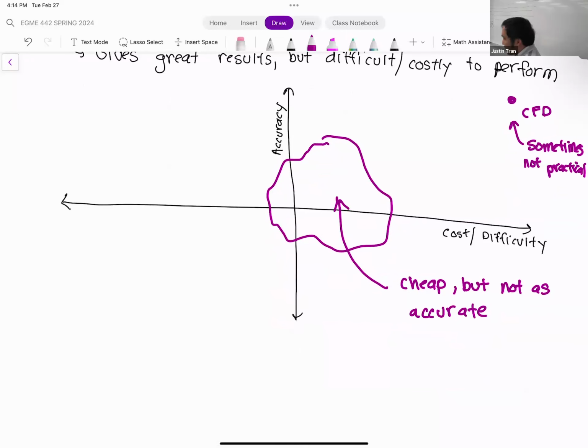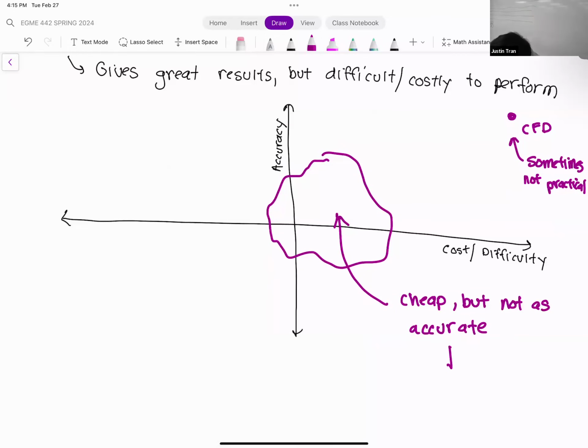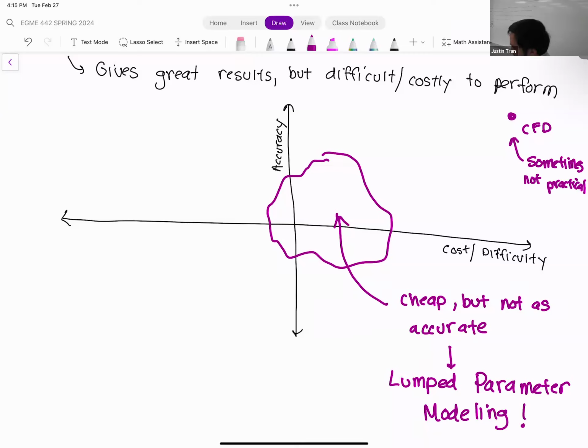So the reason I'm giving you this quite lengthy introduction is that lump parameter modeling, which is the subject for this week, is in this sphere right here. And I want to emphasize this because lump parameter modeling is fairly intuitive. The barrier to entry is certainly a lot lower than CFD. It's a lot easier to do. It's a lot easier to solve.